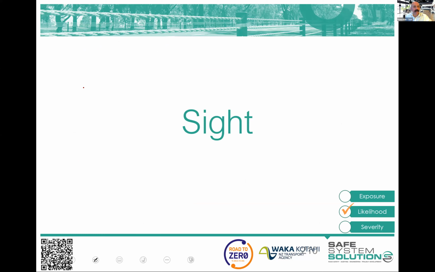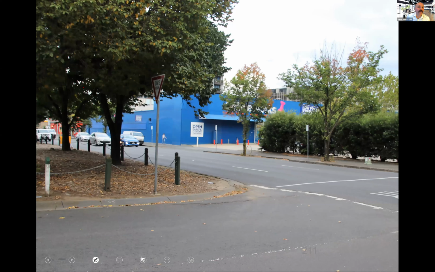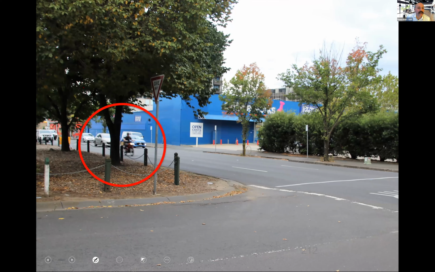Sight. Okay, well, motorcyclists are smaller. They're hidden behind objects much more. So you can see the motorcyclist just hidden behind the tree there. Harder to see, easier hidden. And for motorcyclists, the sight lines they need around curves and those sorts of things are quite important, and those are influencing the likelihood of crashes.